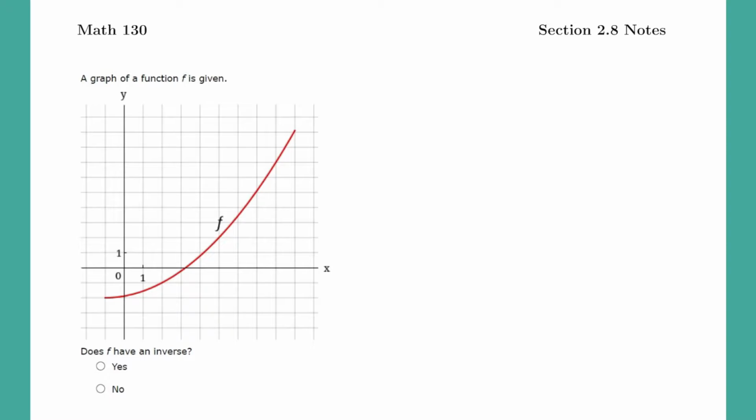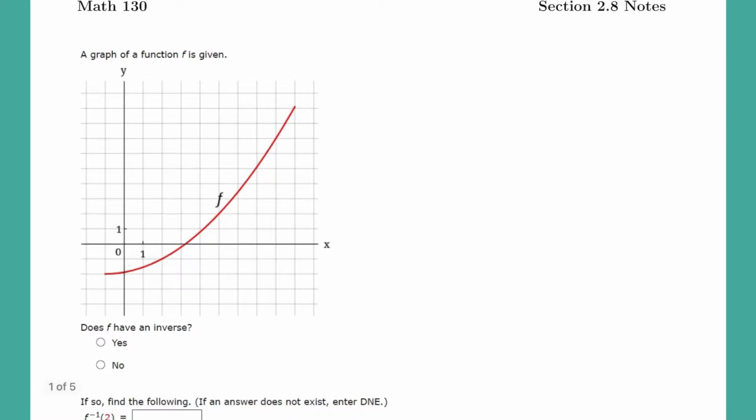So let's take a look at this first problem. It says a graph of a function f is given. Does f have an inverse? That's pretty easy to test. All you've got to do is apply the horizontal line test. First, you have to check if it's a function, and for that, you would draw a vertical line. If it passes the vertical line test, then it is a function. As you can see, no matter where I draw the vertical line, it only intersects once. Therefore, it is a function. So that's the first thing you should check.